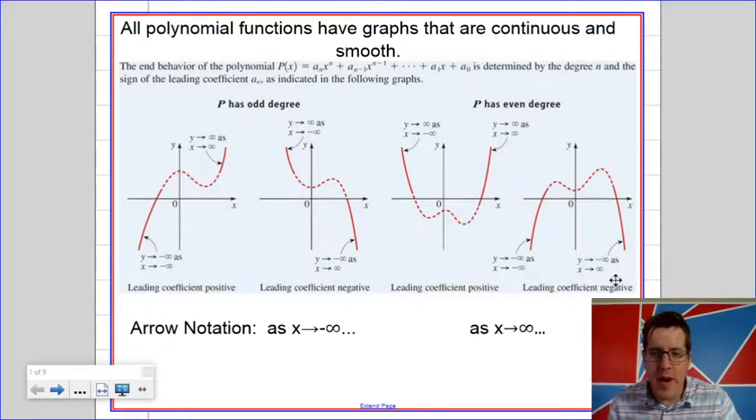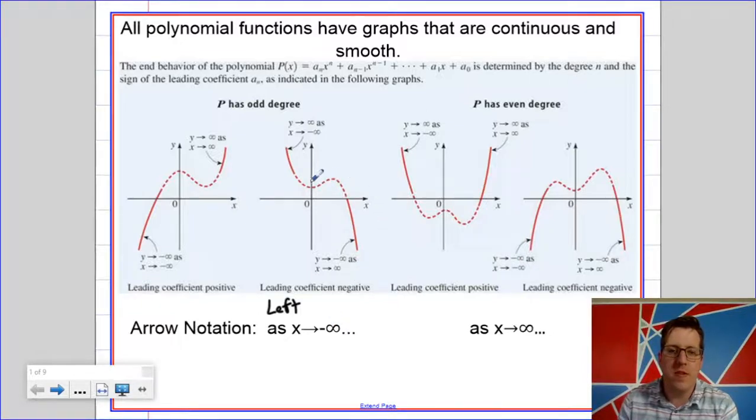So a little bit of a reminder on arrow notation here. What arrow notation is going to tell you is what is happening on the left side of the graph. So if you were to travel along the graph towards x equals negative infinity, what is happening? And what is happening on the right side of the graph.